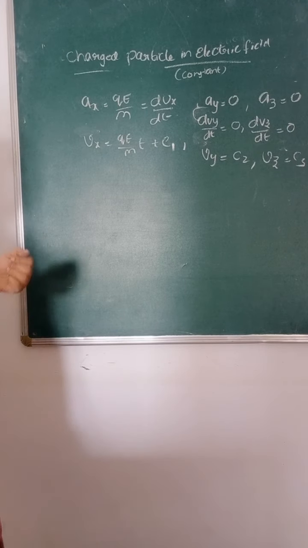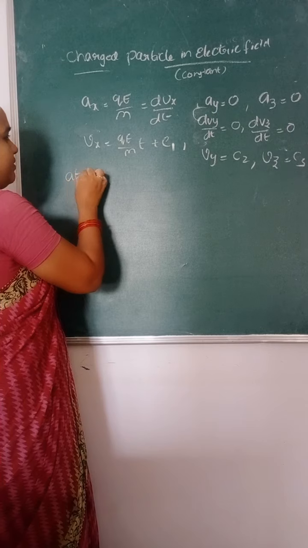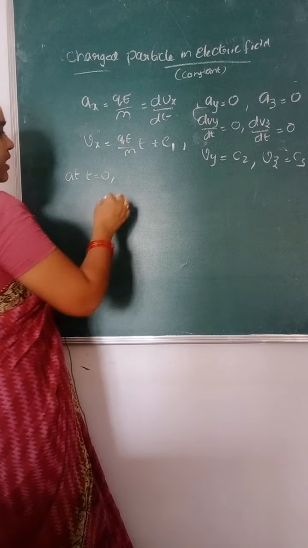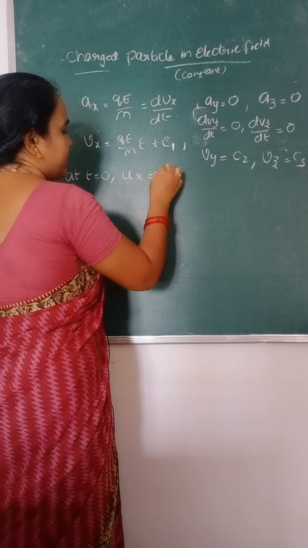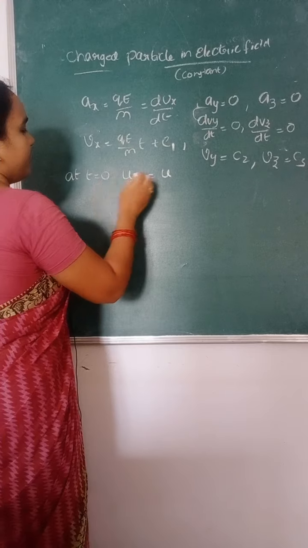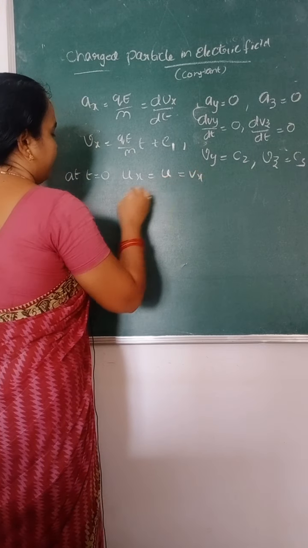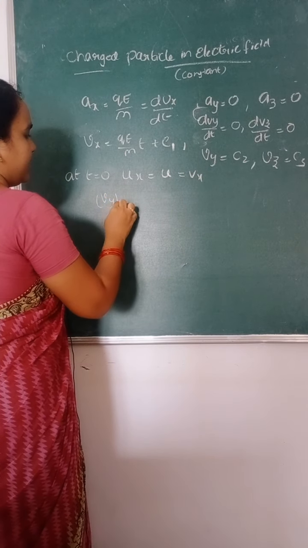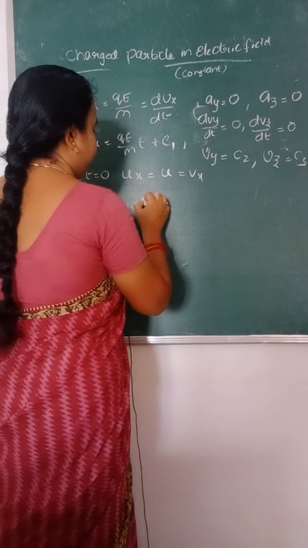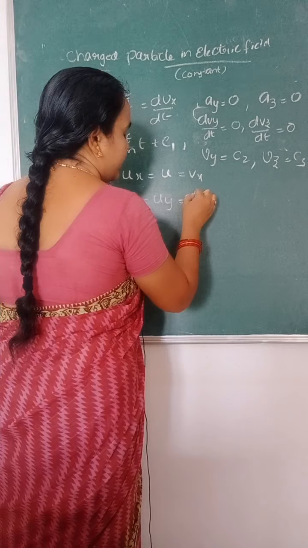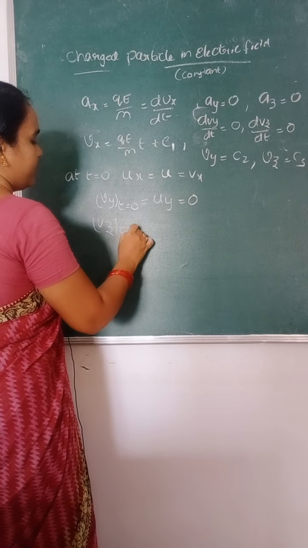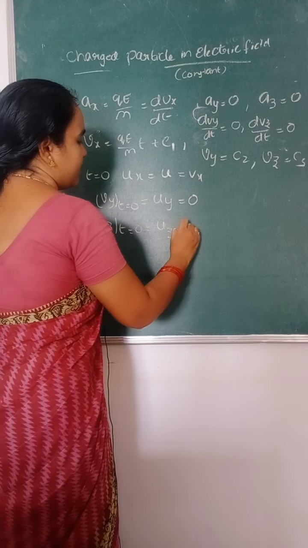Now apply the initial conditions. At t equal to 0, what is the initial velocity along x direction? Ux, which is simply indicated with u, that is Vx. And Vy initially at t equal to 0, what is its initial velocity? Uy is 0. Initially there is no velocity along y direction. Similarly Vz at t equal to 0, that is Uz, is equal to 0.